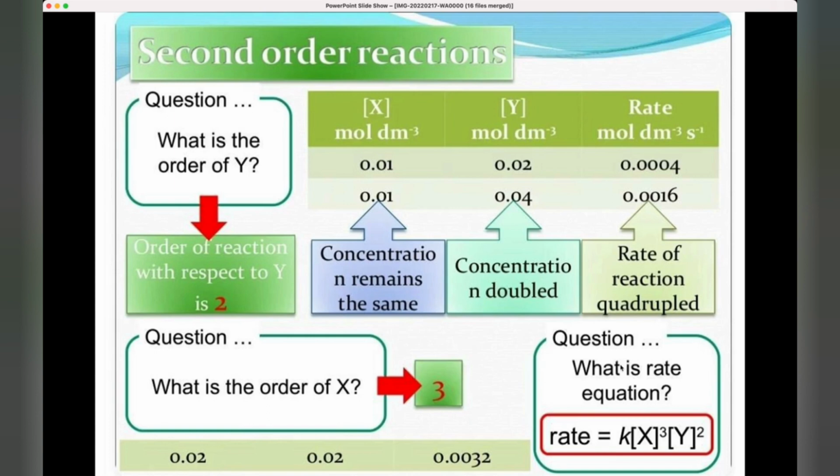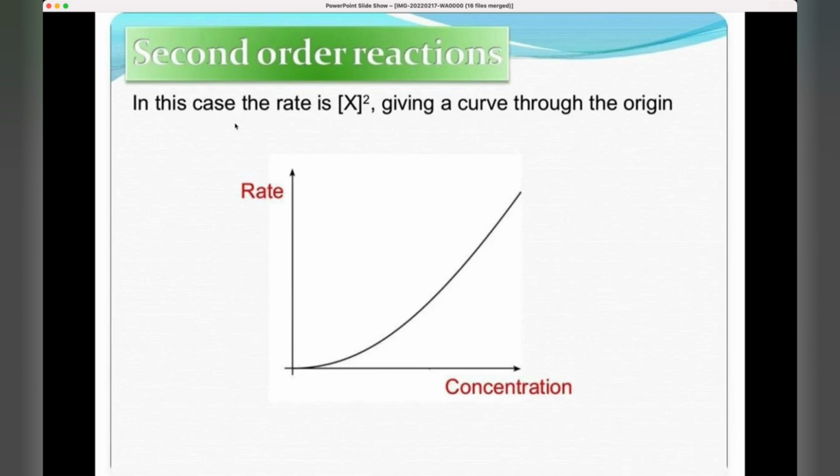So what will be the rate equation? Already I have said how to find out the order of x. If you know the order of y, that is 2, then plus 1, 3 is the order of x. Now when you write the rate equation, you have to write it like k [x]^3 [y]^2. So that is another scenario. Now for a second order reaction, that is, the rate is proportional to [x]^2, it will be a curve through the origin when you plot a graph of rate against concentration.